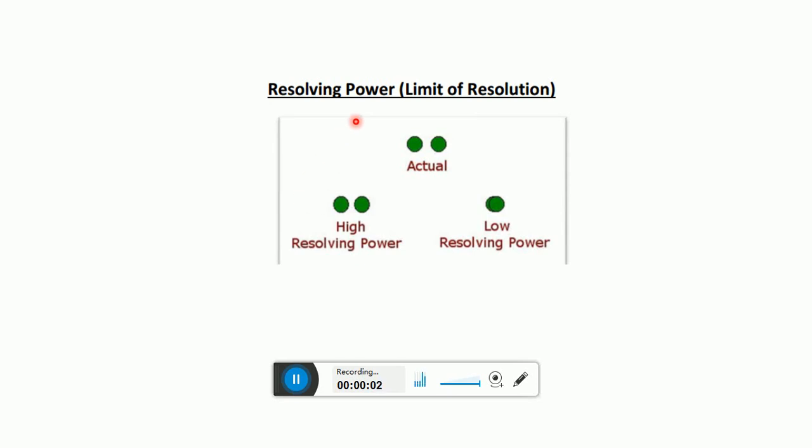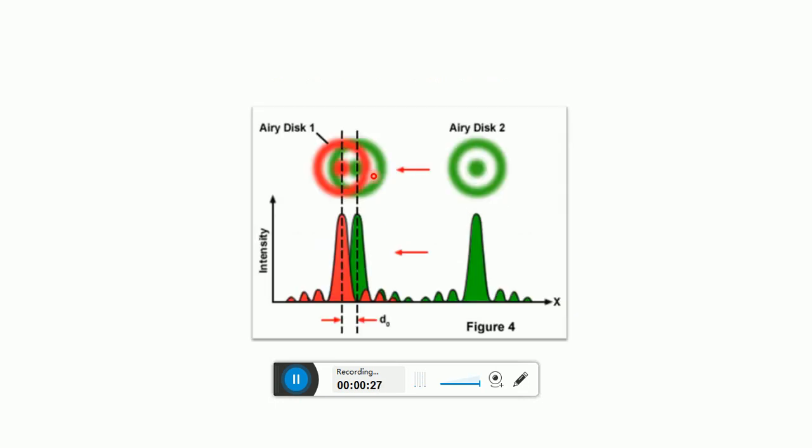Resolving power and limit of resolution. The terms limit of resolution and resolving power refer to the smallest angle of separation between 2 points which allows the formation of two discernible images by an optical system. The limit of resolution is reached when two Airy disks are separated so that the center of one falls on the first dark ring of the other.